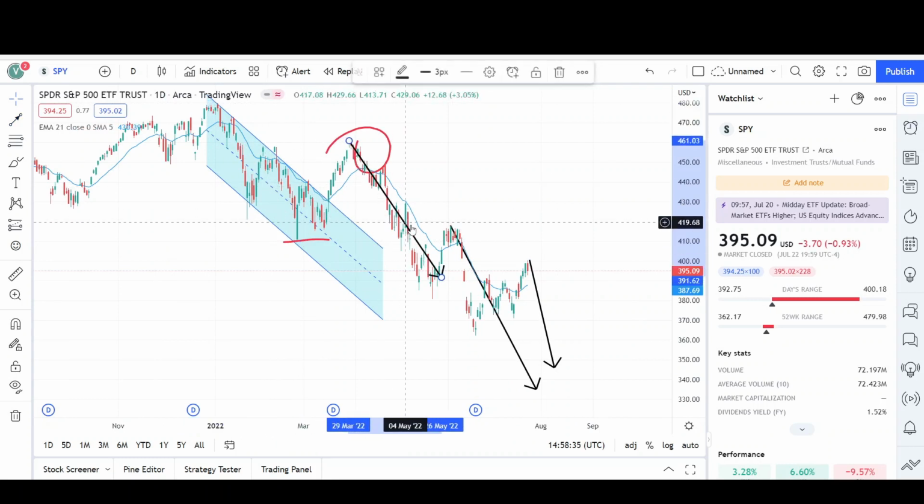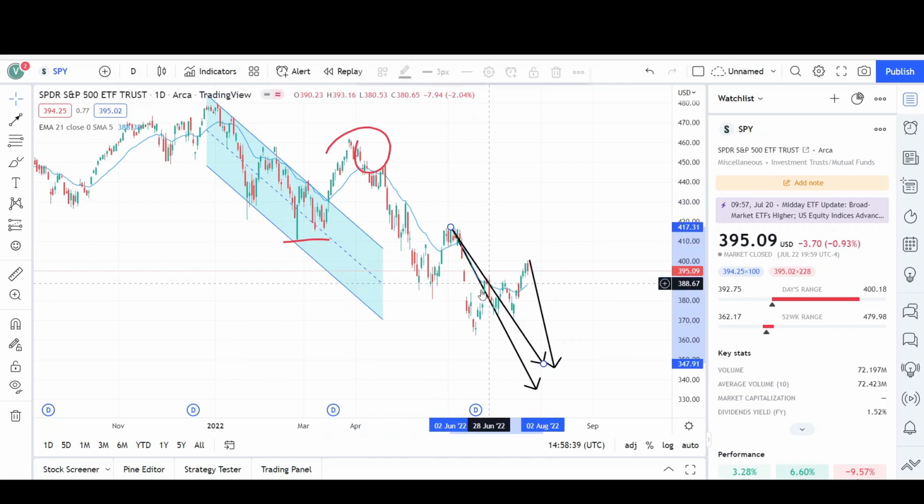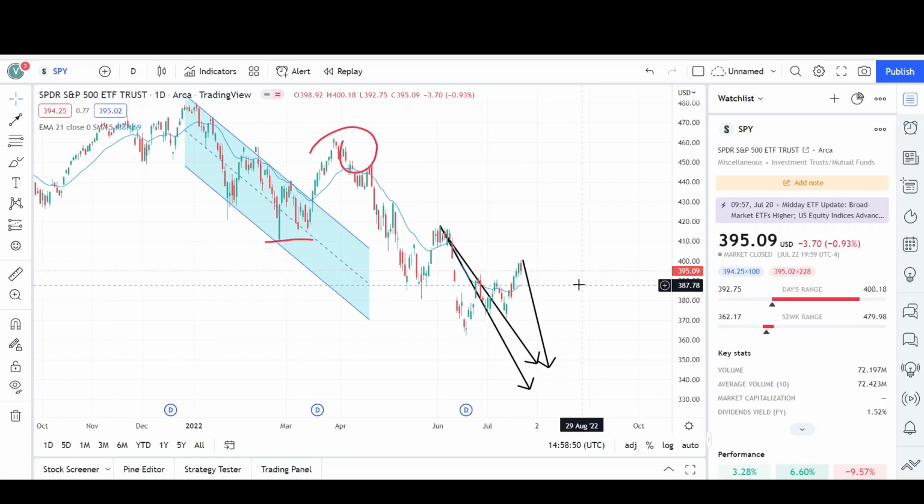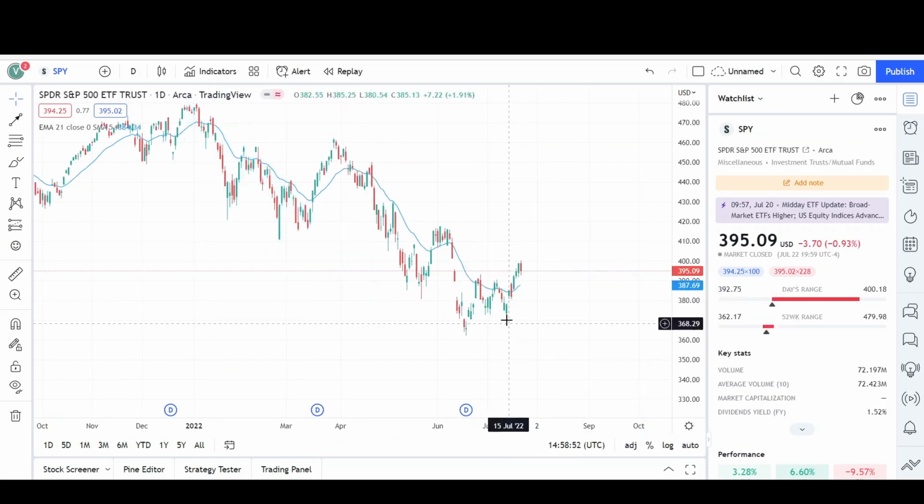If I move it over, you can see that the second leg is larger than the first leg, and then we're in the process of making the third leg, and this one's very close to this measured move too. So I'm looking for a bottom right around between the 346 and the 334 level. So that's where it looks like prices are headed. I think we have topped in this correction.